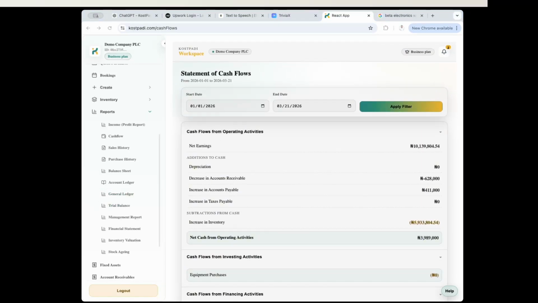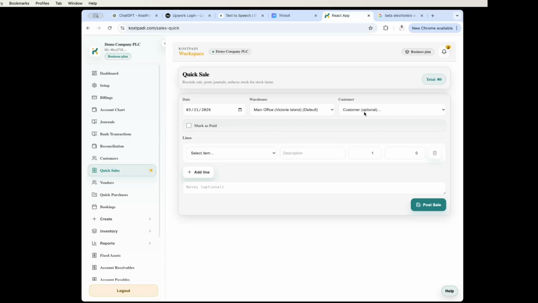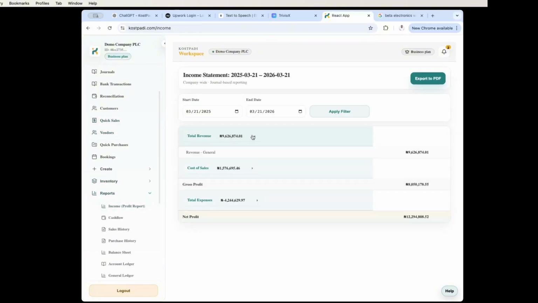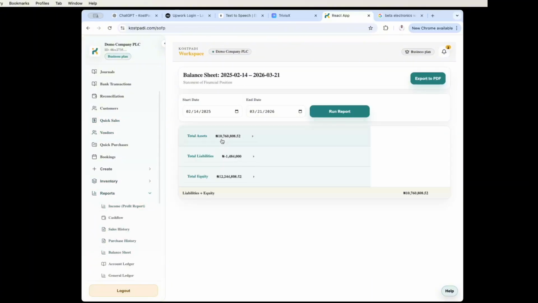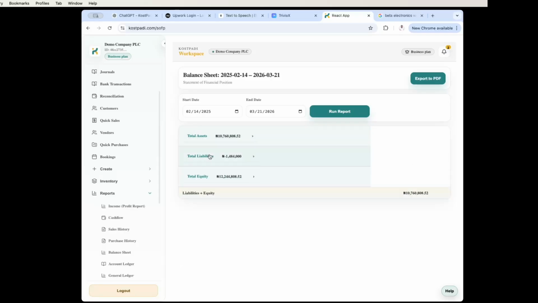Let's walk through a simple example. Imagine your business sells a product for $1,000. First, you record the sale in the system. KostPadi updates the sales revenue account and the cash or receivables account. Next, when you generate your income statement, that sale will appear under revenue. At the same time, the balance sheet will reflect the increase in cash or accounts receivable. This is how one transaction can affect multiple financial reports.